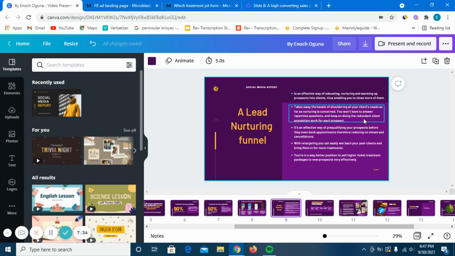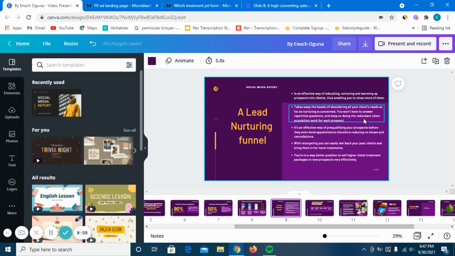And so let's go to number three. It's a great way of reducing no-shows, right? It's a great way of pre-qualifying your prospects even before they book appointments, such that you know that you're getting only high intent clients, high intent prospects. This increases the chances of people showing up because, by and large, if someone has prepaid for the treatment, they're more likely to come. But there are obviously other ways of pre-qualifying people without actually paying for the treatment.